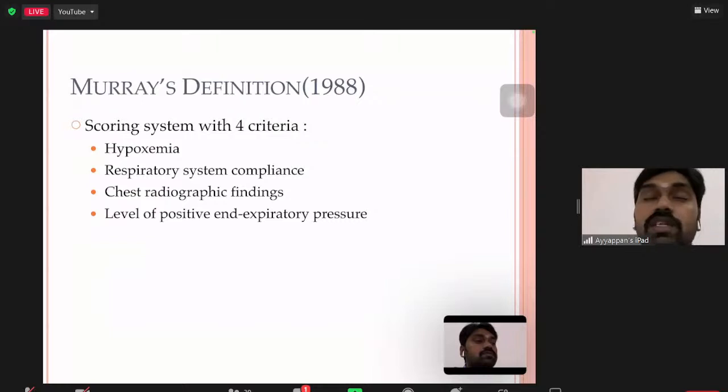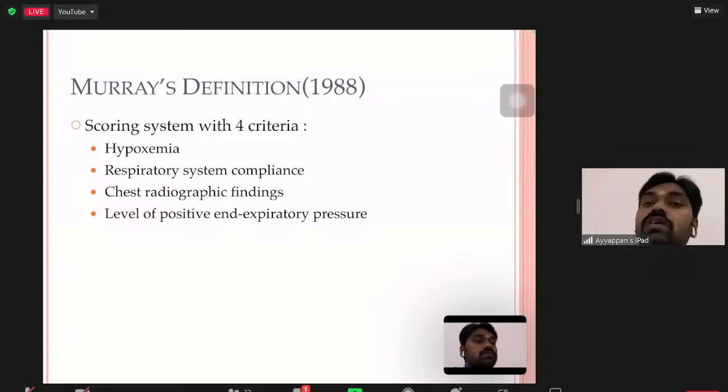So then came, in 1980, the Murray definition. The importance of Murray's definition is that till now, even in this century, we use Murray's definition or the Murray scoring to grade acute lung injury and to refer a patient for ECMO based on the Murray score. It is based on basically 4 parameters. One is hypoxemia, based on the PF ratio; respiratory system compliance, which is the dynamic compliance of the respiratory system; chest radiography findings, based on the number of quadrants involved with consolidation; and the level of PEEP which the patient was requiring.